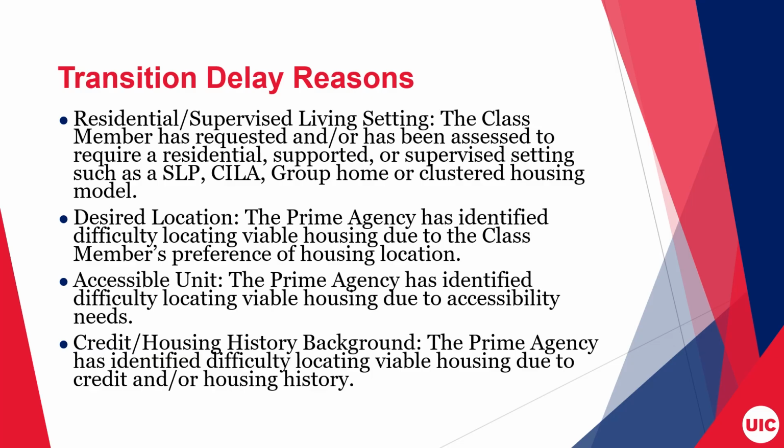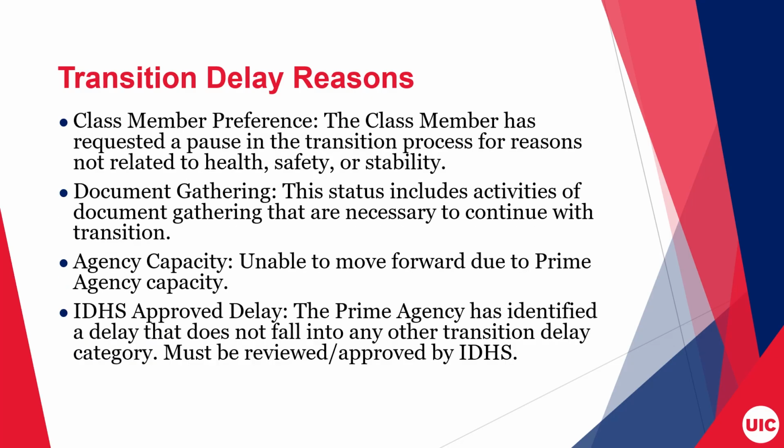Credit housing history background. The prime has identified difficulty locating viable housing due to the class member's credit and/or housing history, as evidenced by being denied for multiple apartment applications. Class member preference. The class member has requested a pause in the transition process for reasons not related to health, safety, or stability. Document gathering.